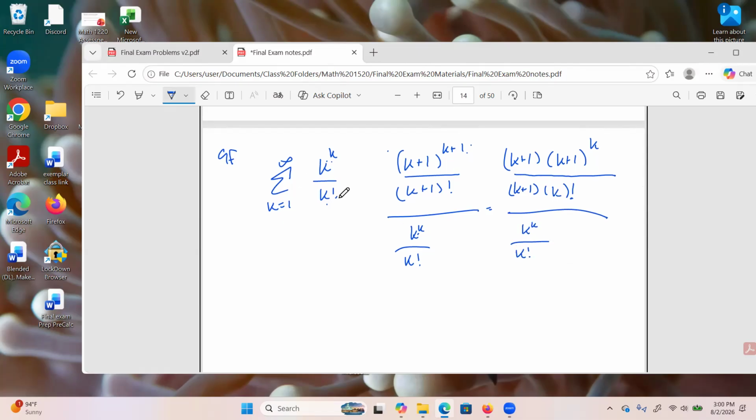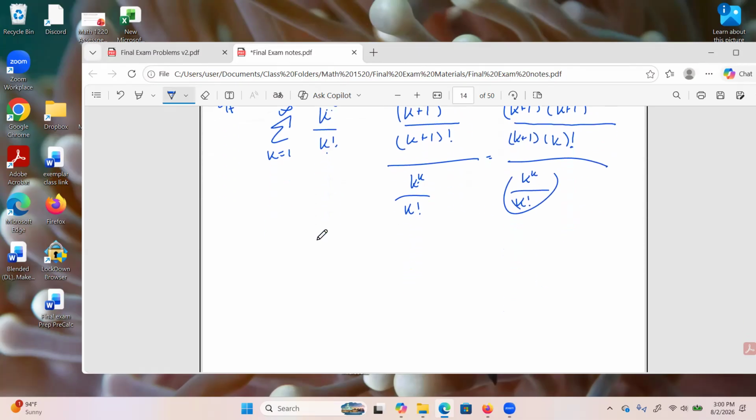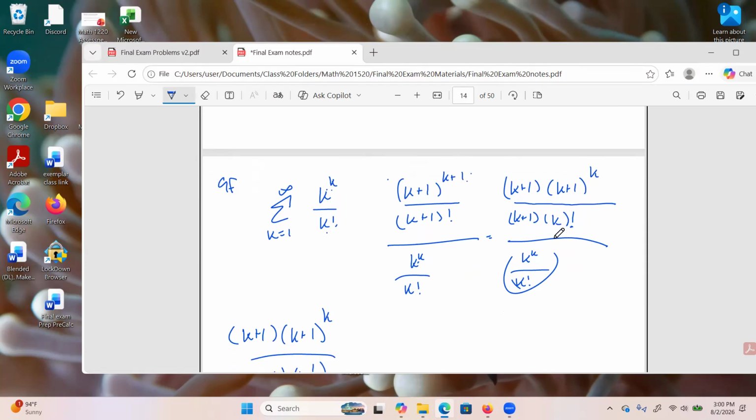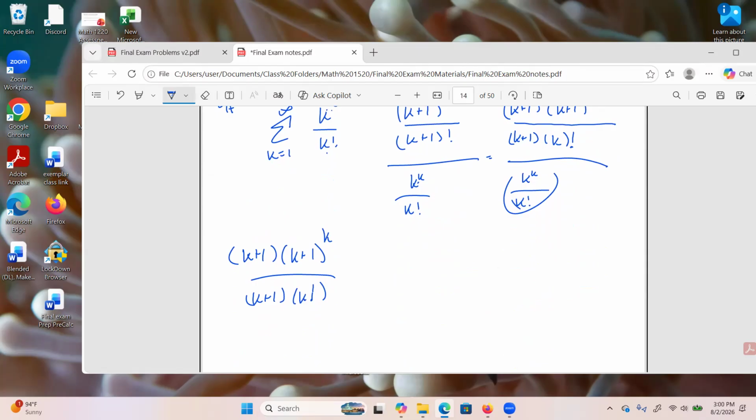What we're going to do next is invert and multiply this denominator term. So we're just going to rewrite this: we have k plus 1 times k plus 1 raised to the k over k plus 1 times k factorial. We're inverting and multiplying, so top and bottom, k factorial over k to the k, and that's going to cancel out this stuff down here. All of this is going to cancel out, multiplying by 1, top and bottom.